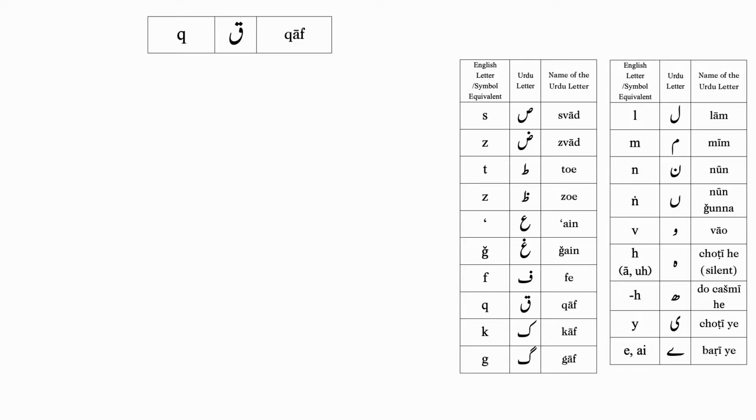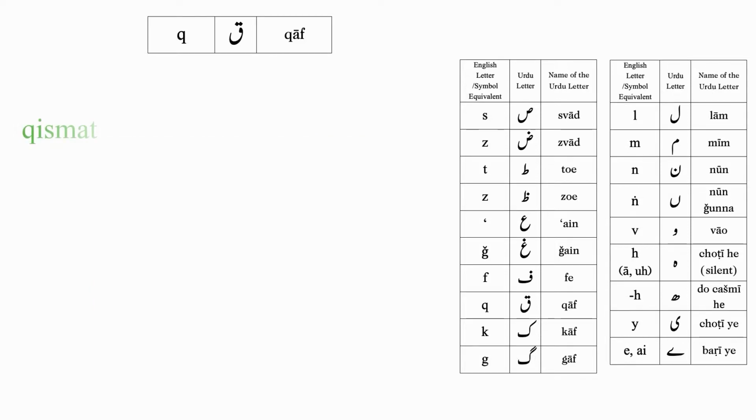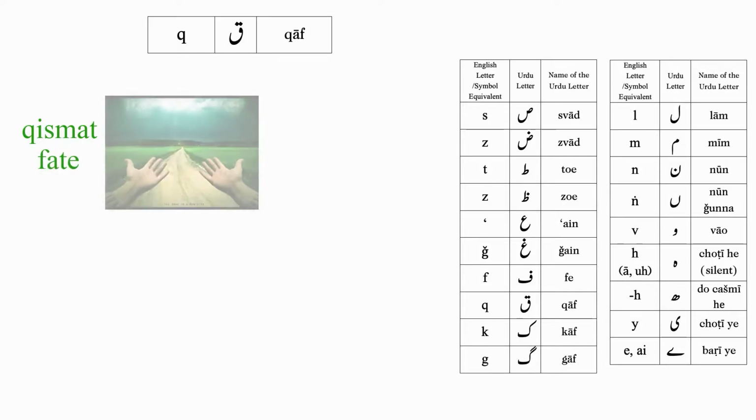Qaaf. If you watch the video that introduces all the Urdu letters, then you'll know that this sound begins in the throat. As with most of the letters that have the guttural sound, when used in a word, it loses that guttural effect. So even though it begins in the throat, our first word, Qismat, doesn't have a guttural sound. Qismat means fate.